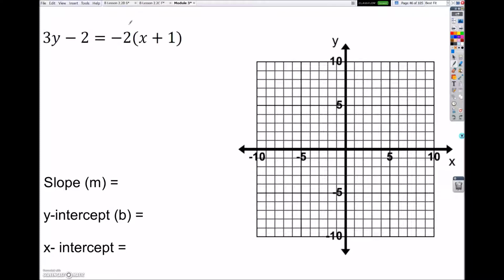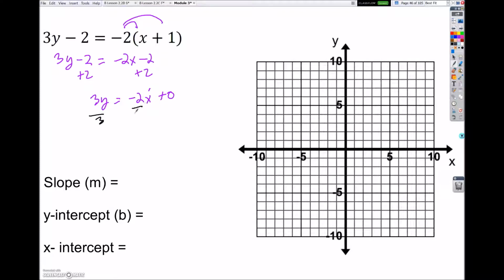Same idea. I want to get y all by itself. So I would start by distributing this negative 2. So it would give me 3y minus 2 is equal to negative 2x minus 2. I would then add 2 to both sides to get 3y is equal to negative 2x plus 0. You don't need that plus 0, but I want you to be familiar with the y-intercept.